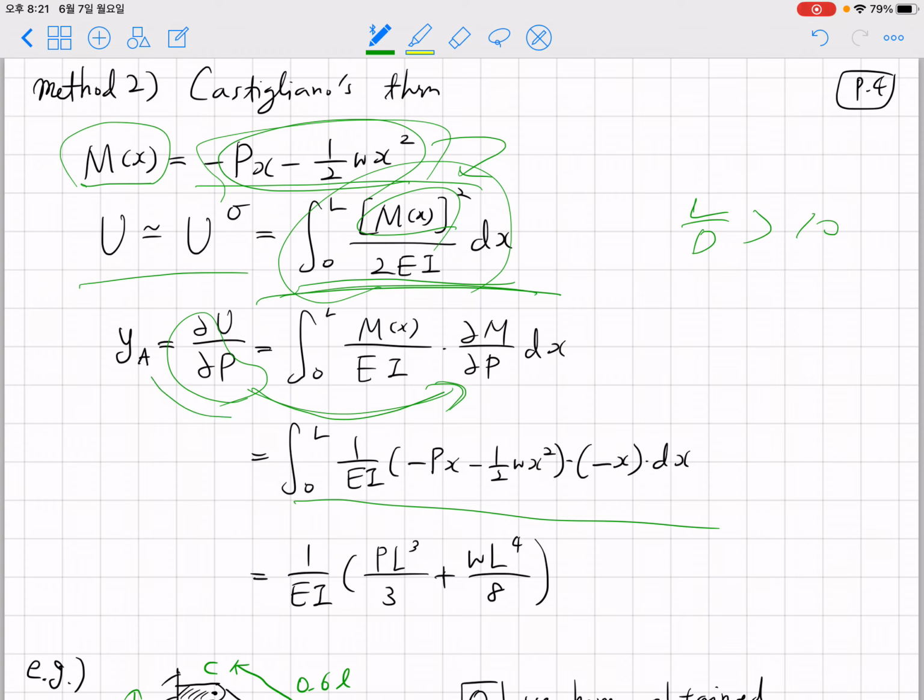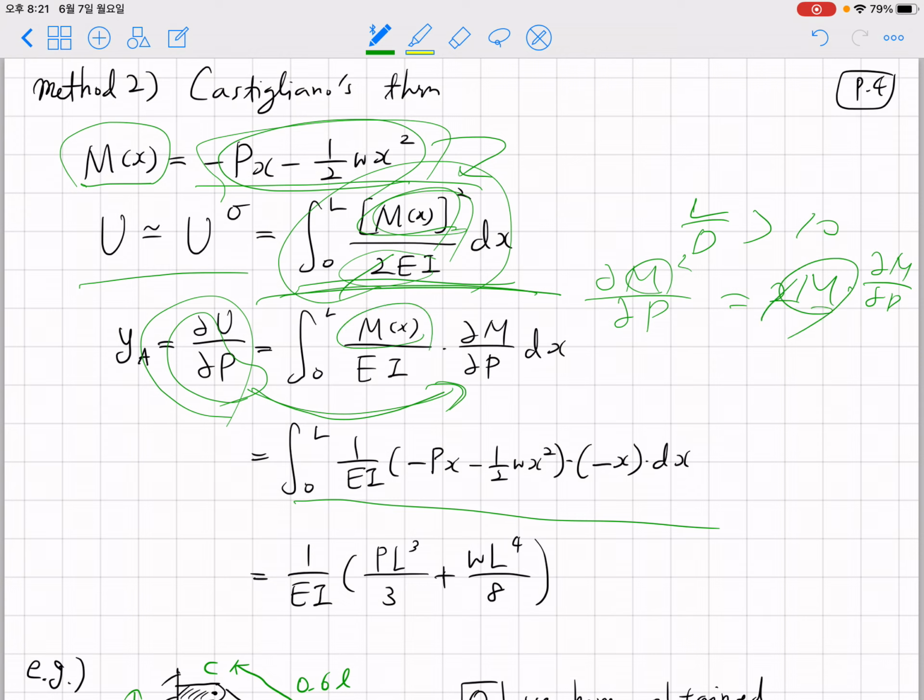So after performing partial p on m square, this m square has the p term and the other term is constant. So if you do this, it's the same as 2m partial m and partial p. So you get rid of 2 with this, and you stay m here, and you have partial m partial p. After doing partial m partial p, it's really simple, minus x.